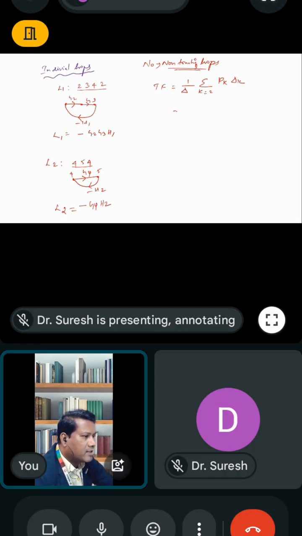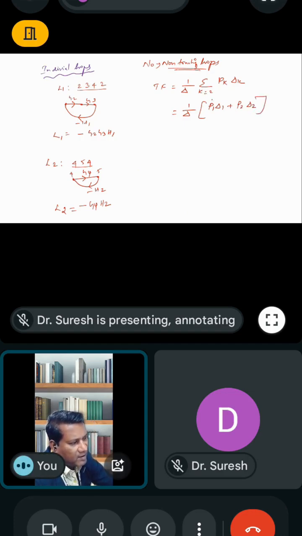Okay, substitute and expand this one. So p1 del 1, then p2 del 2. Already we got the value for p1 and p2. We need to find out del 1, del 2 and del.